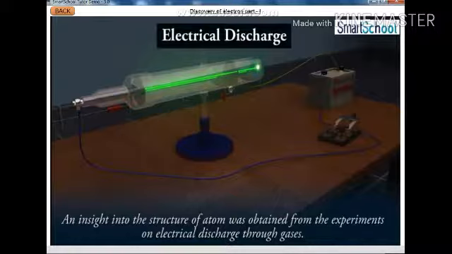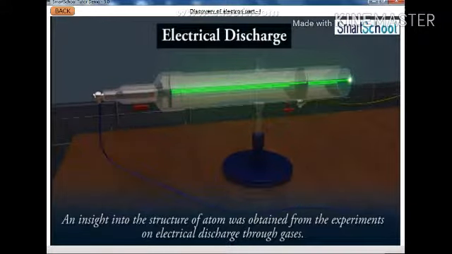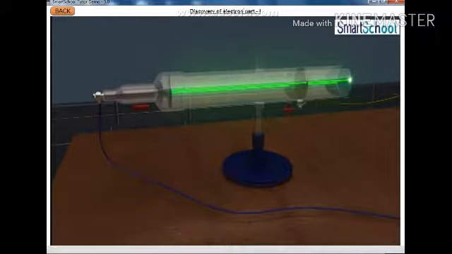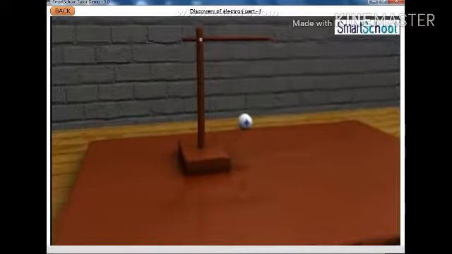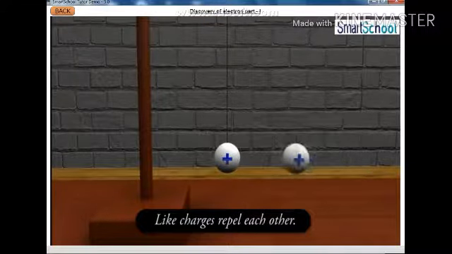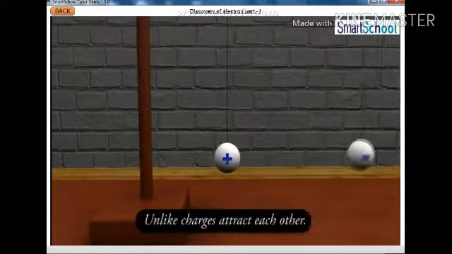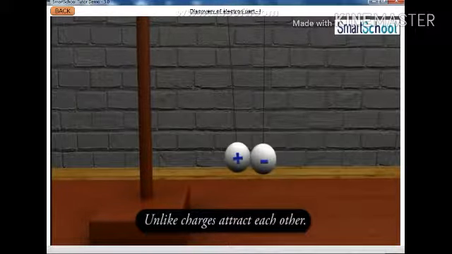An insight into the structure of atom was obtained from the experiments on electrical discharge through gases. Before we discuss these results, we need to keep in mind a basic rule regarding the behavior of charged particles. Like charges repel each other, and unlike charges attract each other.